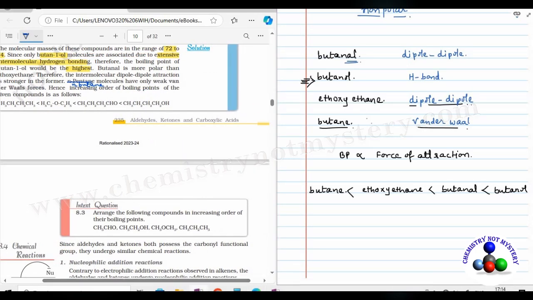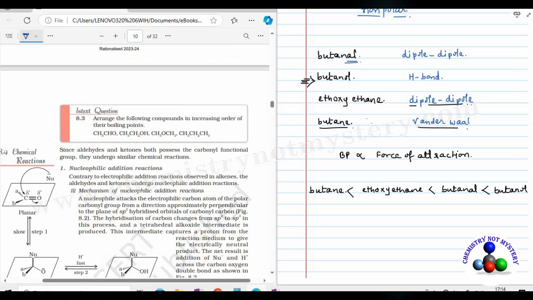Now let's try to solve this intext question. Arrange the following compounds in increasing order of their boiling point. So here the first one is aldehyde, second is alcohol, third is ether, and the fourth one is hydrocarbon. We just have solved such a type of question. So here you know hydrocarbon will have the least boiling point. After hydrocarbon, ether will be there, then aldehyde, and alcohol will have the highest boiling point.